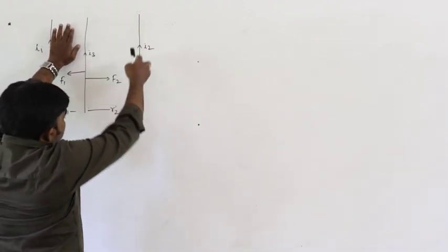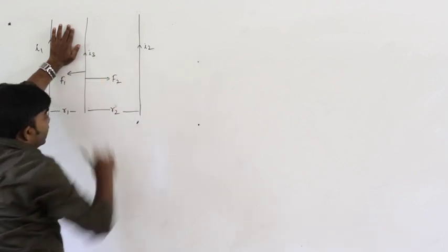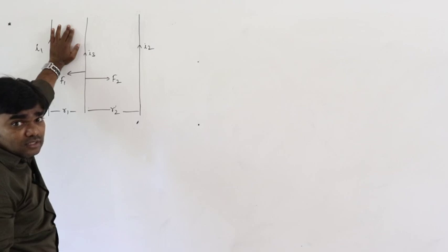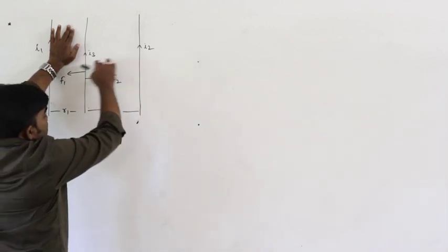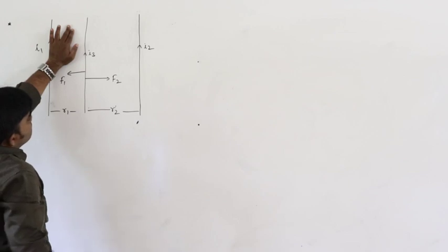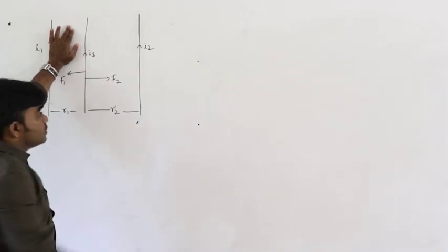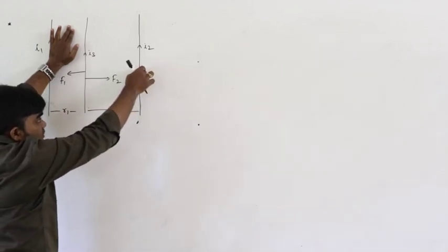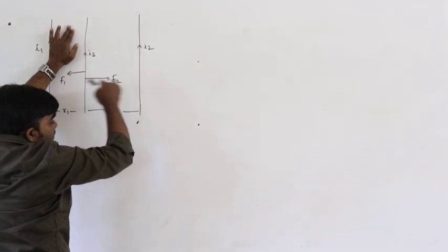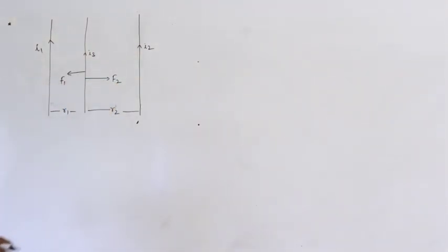Now forget about I1 and consider I2 and I3. I2 and I3 are in the same direction, so there exists a force of attraction between these two also. That means the second conductor I2 must attract this one in this direction. So here both the forces are opposite in direction.